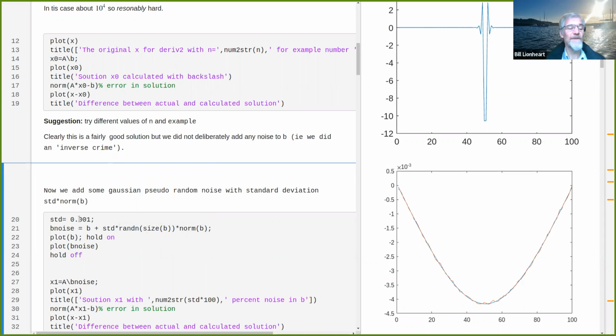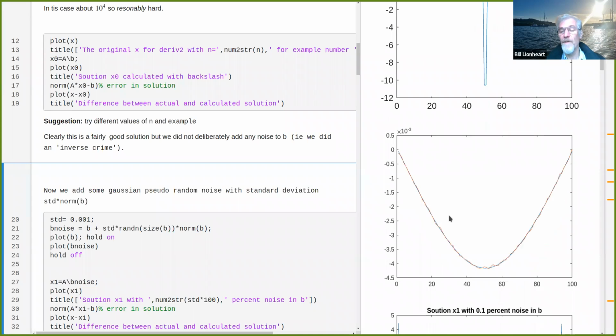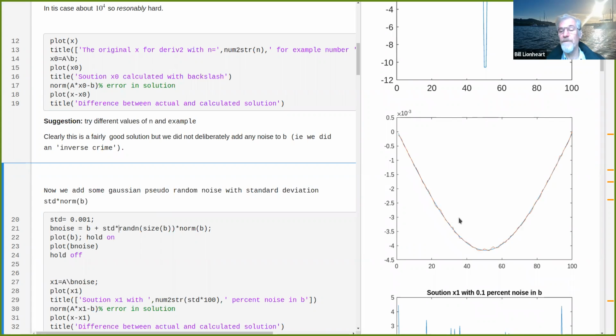I'm setting the standard deviation to 0.1% here. But to scale it correctly, I've multiplied by the norm of B, so it's a proportion of the overall size of B and scales well. Looking at the plot of B here, you see that I've very slightly changed the data. But what happens when you differentiate it twice?